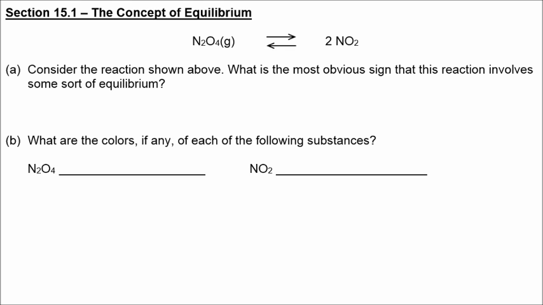Section 15.1, the concept of equilibrium. Consider the reaction shown above in which dinitrogen tetroxide decomposes into nitrogen dioxide. The most obvious sign that this reaction involves equilibrium is the presence of the double arrows in opposite directions. N2O4 is colorless and NO2 is brown.